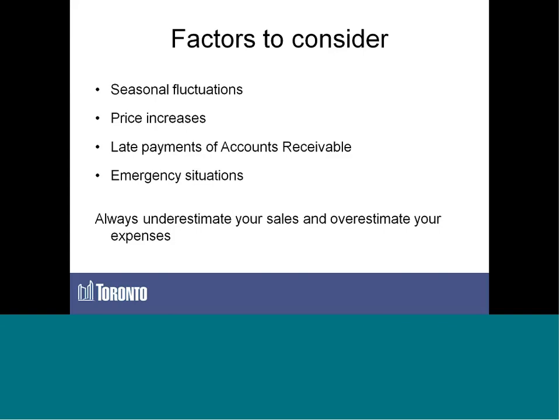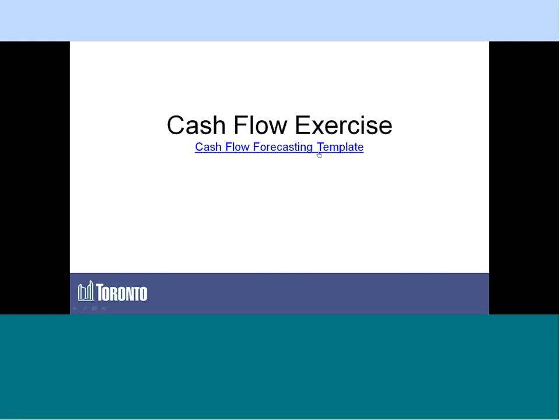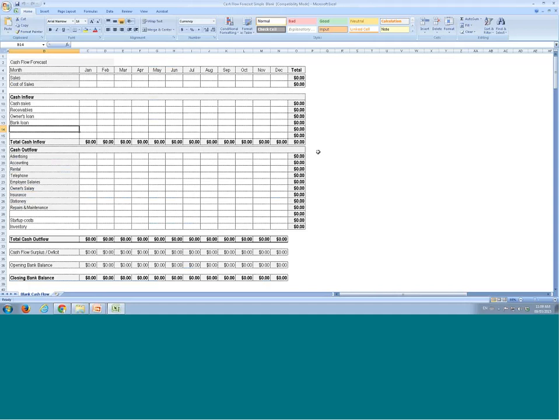This is a tip for you. Always underestimate your sales and overestimate your expenses. That's what I'd encourage you to do, because sometimes we get a bit too confident and we overestimate our sales. When you're doing a cash flow forecast, try and plan maybe for a couple of different scenarios. Maybe a worst case scenario and then a best case scenario is a good idea when doing a cash flow forecast. So what I'm going to try and show you now is how to do a cash flow forecast, a really simple one.